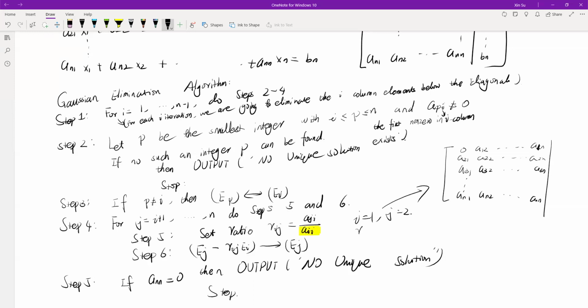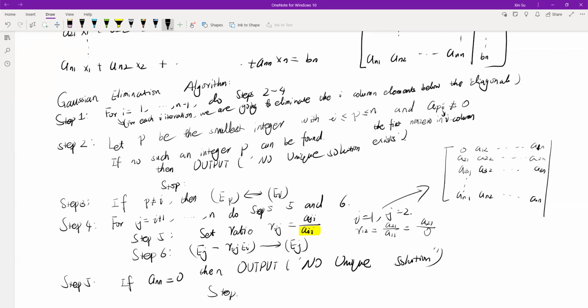Let's calculate the first ratio, with J equals 2, and see what R12 is. R12 is just A21 divided by A11. And A21, let's say it's non-zero. But for this matrix, your A11 is 0. So do you see anything wrong here? The denominator is 0.